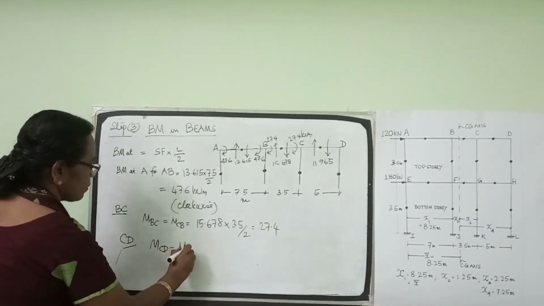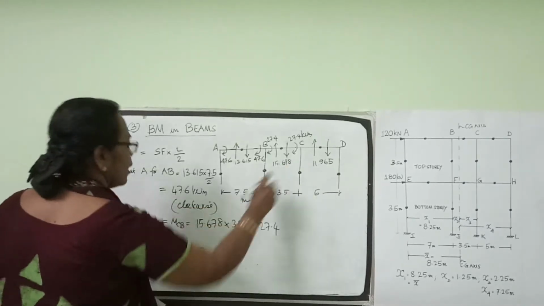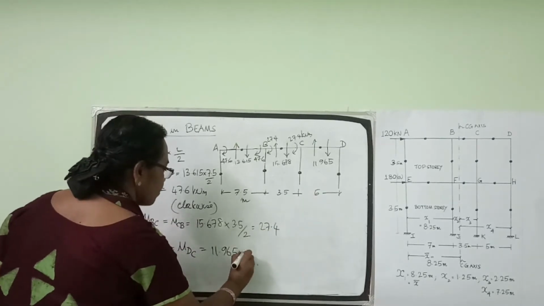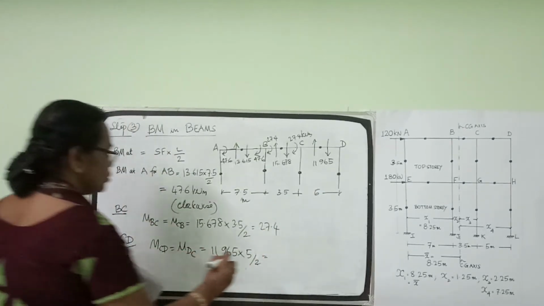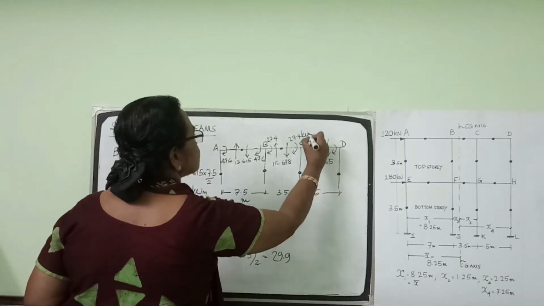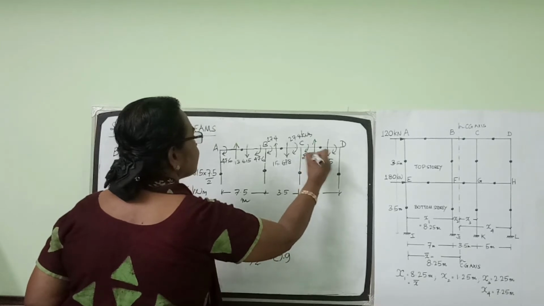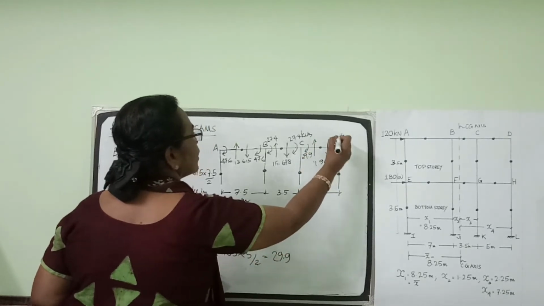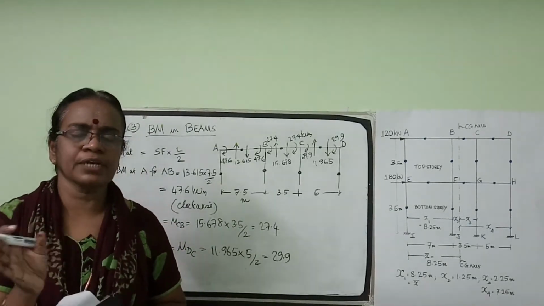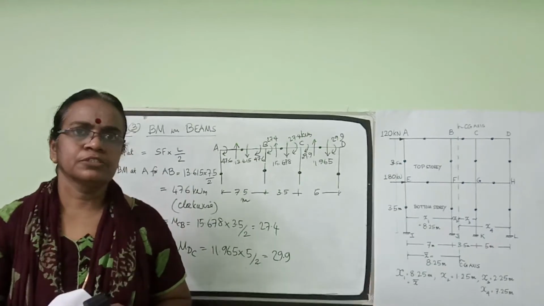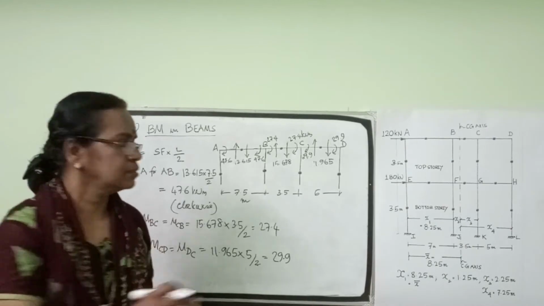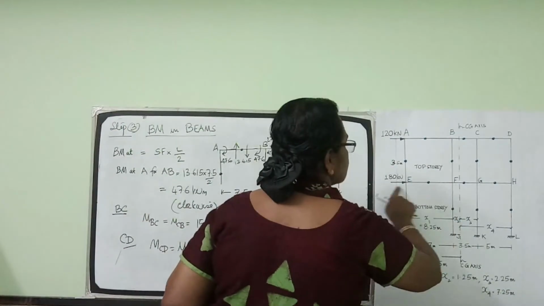MCD is the same as MDC. It's equal to 11.965. If the span is 5, so 5 by 2, it works out to 29.9. So both these moments are 29.9 kilonewton meter. Thus we have got the bending moment at both ends of the beams as shear force into span by 2. Similarly, we can arrive at the bending moment in beams at the bottom story.